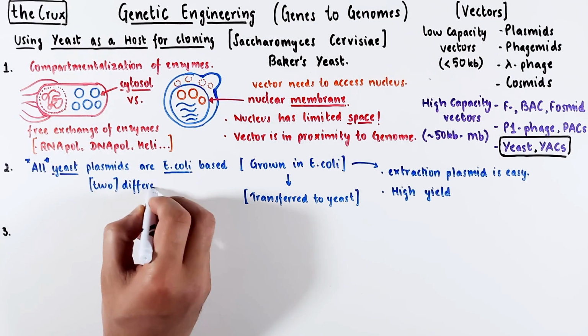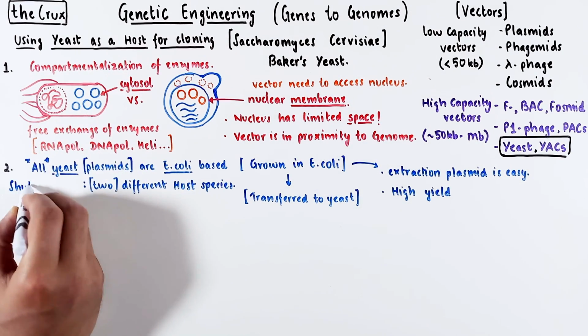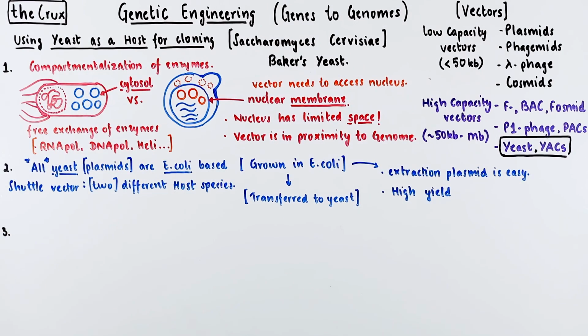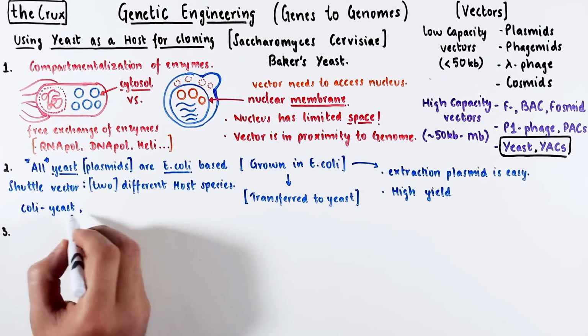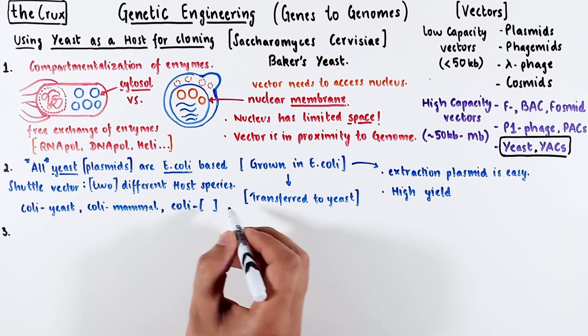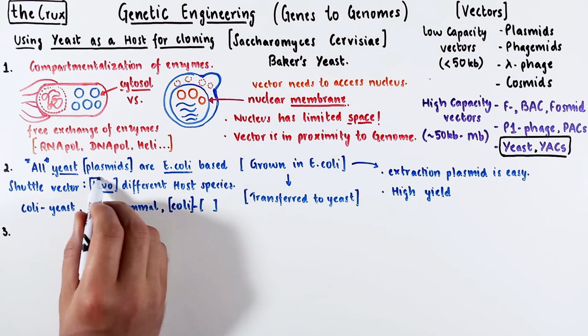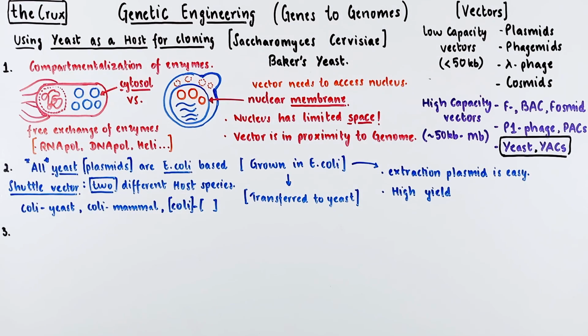Now what we have just said is that there are two different host species for the same plasmid vector. This type of multi-host vector is called shuttle vector. This is the example of bacteria yeast. You can also have bacteria mammal, bacteria something else, or any two or more species. The point being that you need at least two different species to qualify as a shuttle vector.